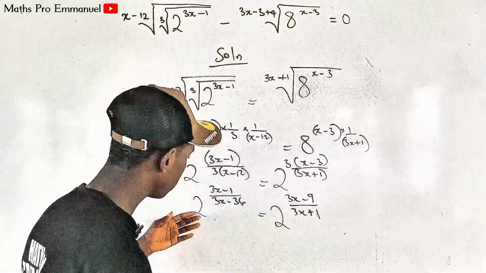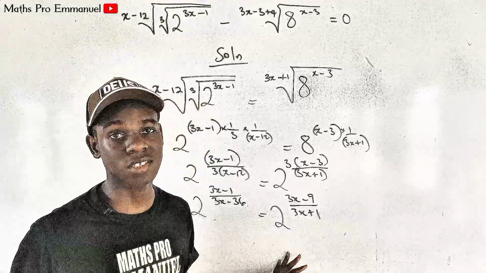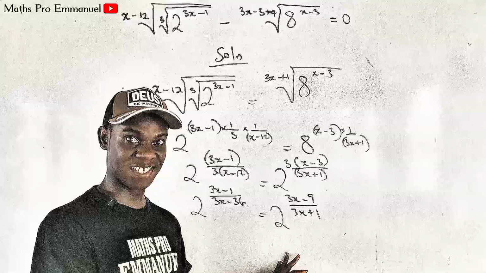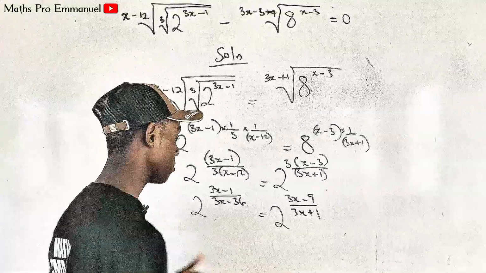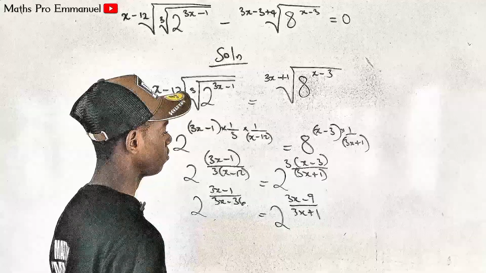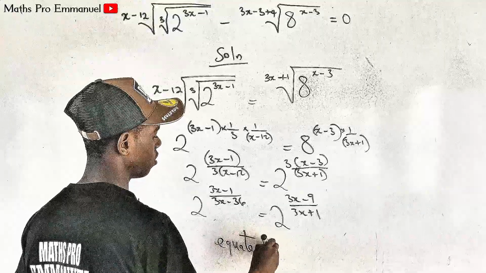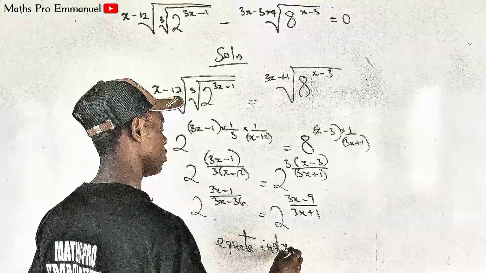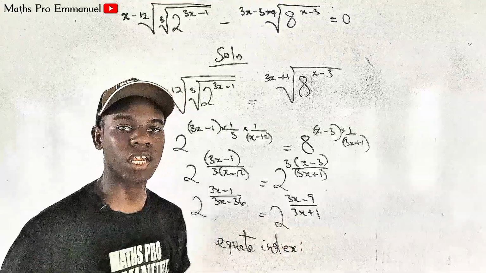Now as you can see, the two of them have the same base. When the bases are the same, I can just equate the index. So now let's equate the index.